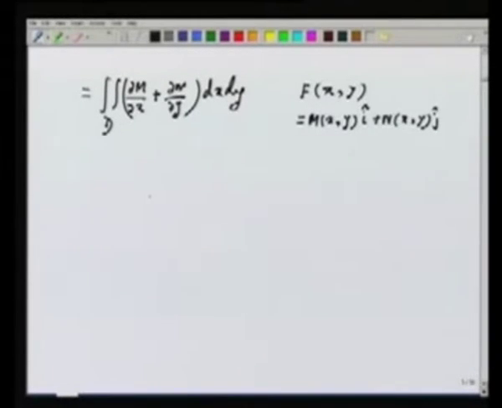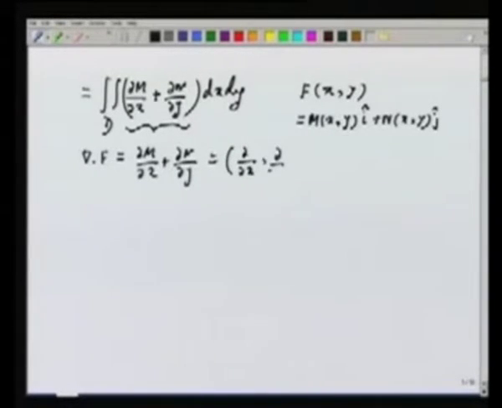Okay. Now if I look at this integrand, this is nothing but grad dot F by my definition, because grad dot F is nothing but del M del x plus del N del y. To remember it, it is just del del x, del del y dot M N. Okay. So this is the quantity I get. Now this is known as divergence of F.